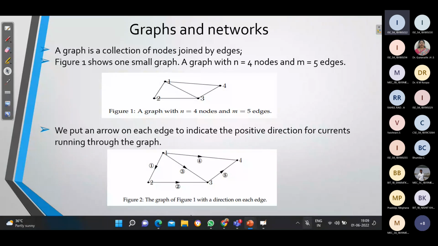So what are graphs? A graph is a collection of nodes joined by edges. In that figure, you can see that there are four nodes, and the connections between those nodes are known as edges. There are five edges. In the second diagram, we put an arrow on each edge to indicate the positive direction for currents running through the graph. An application of these graphs and networks is in currents and voltages, that is Kirchhoff's law. Further ahead, we'll explain that. In the second figure, we can also see the incoming and outgoing edges for each of the nodes, and the edges are depicted in circles, that is 1, 2, 3, 4, 5.